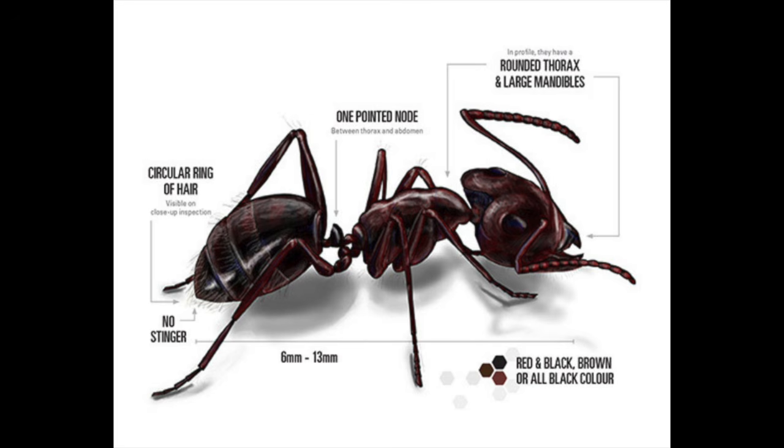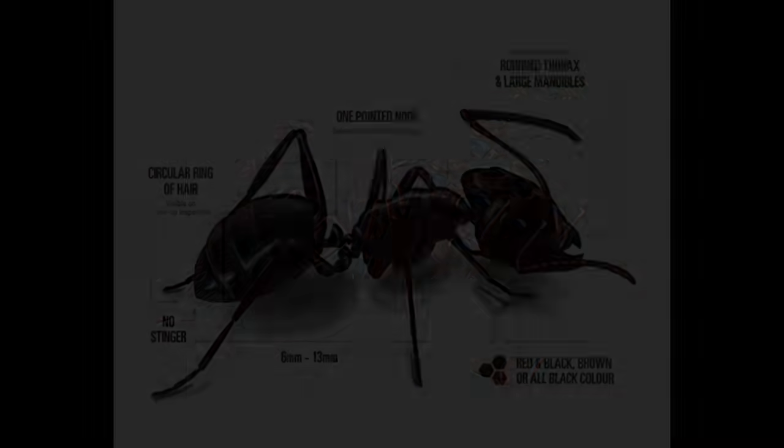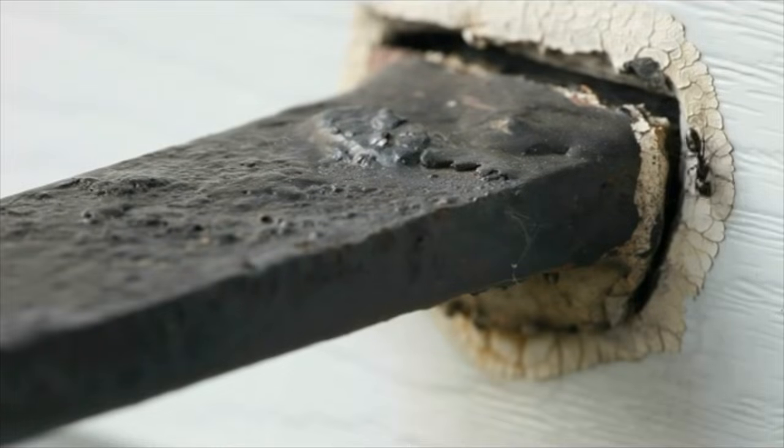The head is generally large, with large, powerful mandibles. The thorax, or middle section of the ant, is evenly rounded and smooth. The abdomen, or tail of the ant, has no stinger. Closer observation will reveal a single node between the thorax and abdomen. However, that is often hard to identify without a magnifying lens. Color of these ants can range from solid black to reddish brown.